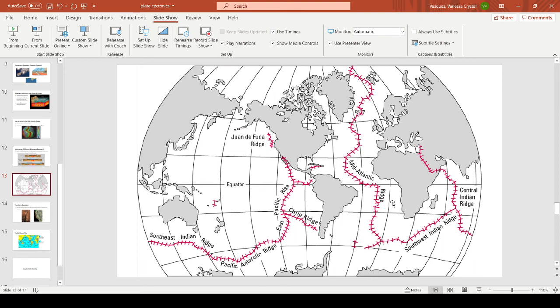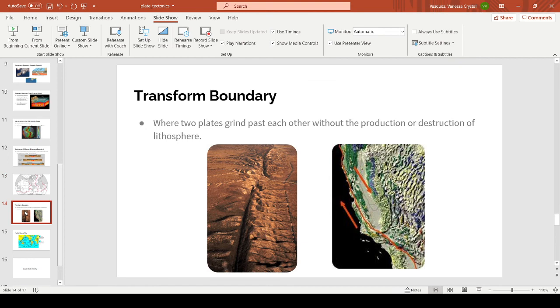Here is a map that is an example of all the divergent boundaries found on Earth. So what we learned today was the Mid-Atlantic Ridge, and these are other ones as well. So the third major type is the transform boundary, and this occurs where two plates grind past each other without the production or destruction of lithosphere.